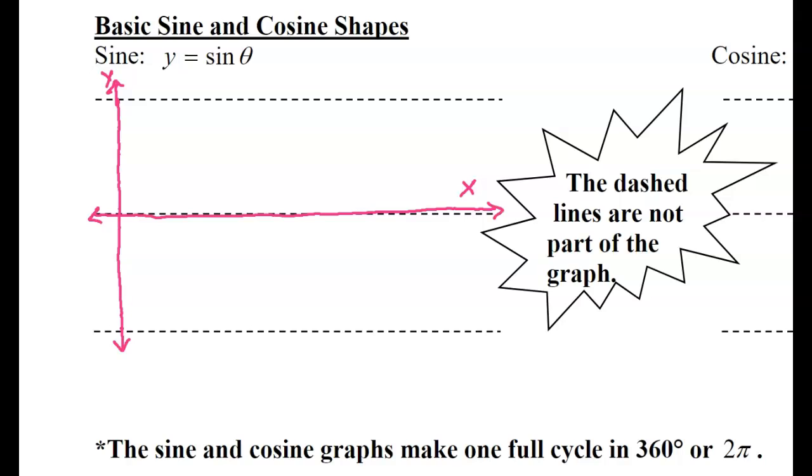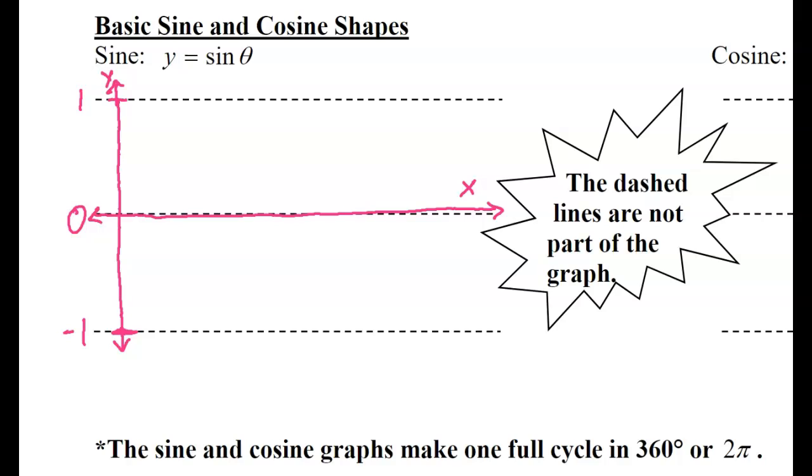And this center x line, that y value for that line is 0. So we're just going to put a 0 right there. And then the top dotted line represents a y value of 1. And the bottom dotted line represents a y value of -1.